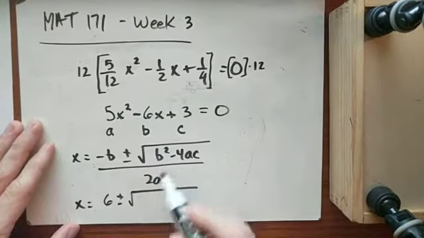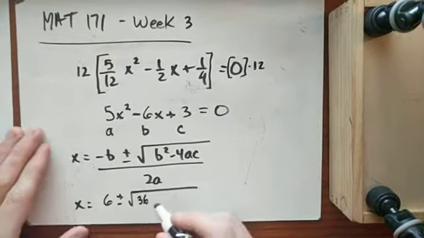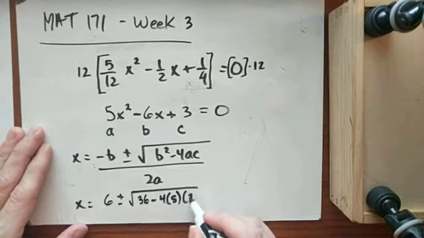Negative 6 times itself is positive 36. Negative times a negative is a positive, right? And then 4 times 5 times 3.